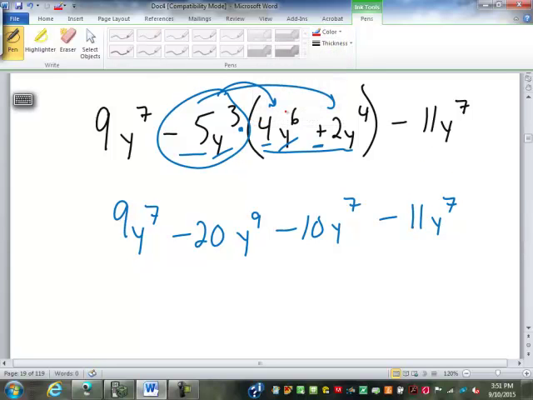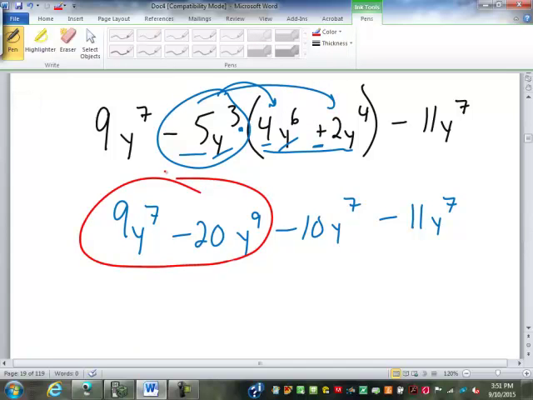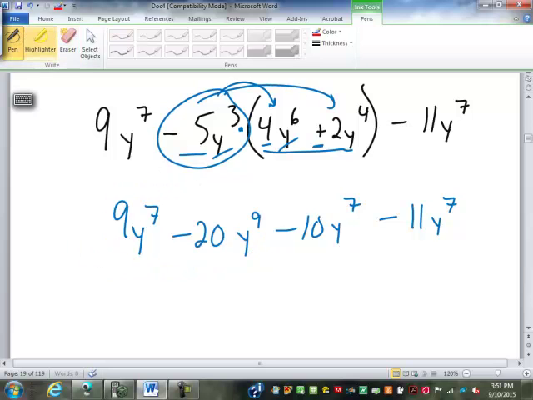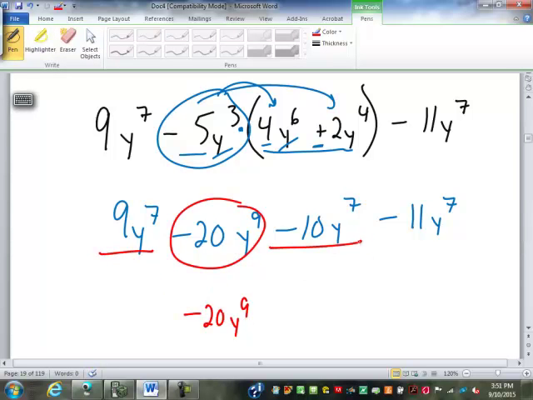So now here we've got things we can combine. We've got 9y to the seventh and negative y to the... Oops. I wrote that out wrong, but that's okay. It'll work. Anyway, so we've got the 9y to the seventh. I can't combine that with the negative 20y to the ninth. There's nothing here that I can combine with the negative 20y to the ninth, so I'm just going to write that out. But I do have 9y to the seventh, negative 10, and negative 11y to the seventh.